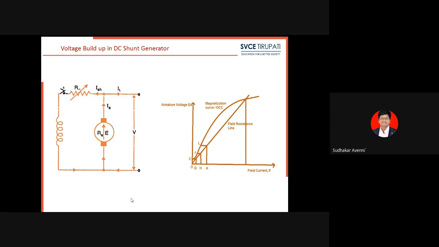Coming to the third point, the total field circuit resistance must be less than the critical field resistance. First of all, what is meant by the critical resistance? It is the total field circuit resistance beyond which the generator fails to build up the voltage.